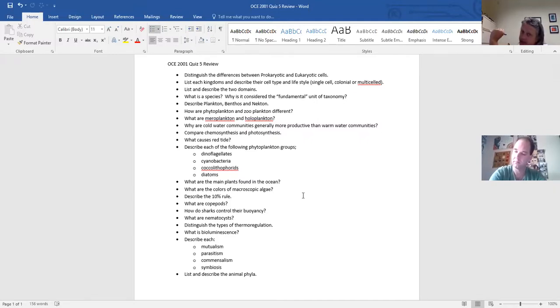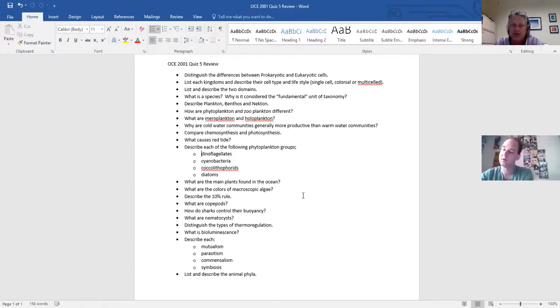The main plants found in the ocean are, well, emergent would be the mangroves and the salt marsh grass, and submergent are the seagrasses. Now, don't confuse seagrasses with salt marsh grasses. They're totally different. The colors of macroscopic algae are the red, which would be Rhodophyta, the green, which would be Chlorophyta, and the brown, which are Phaeophyta.